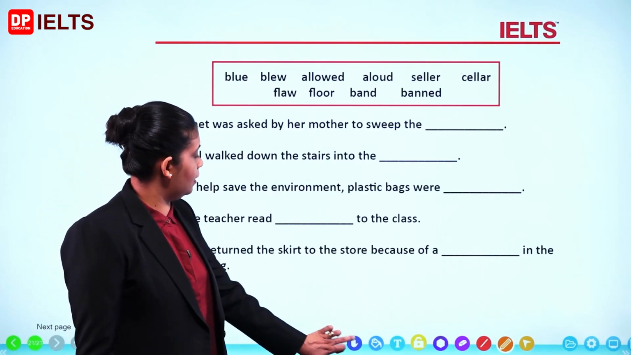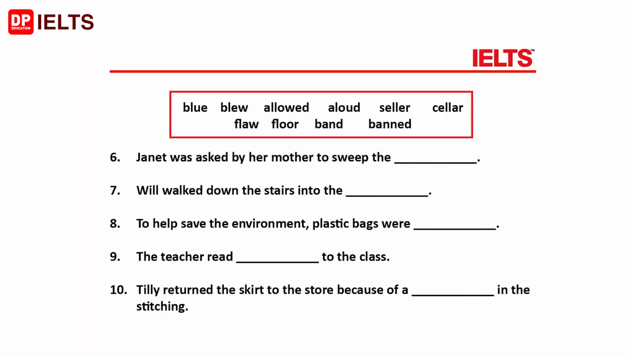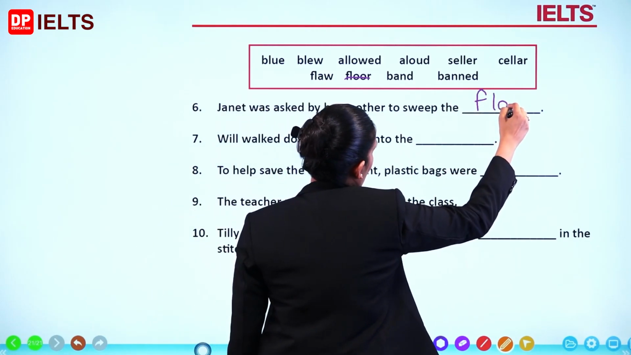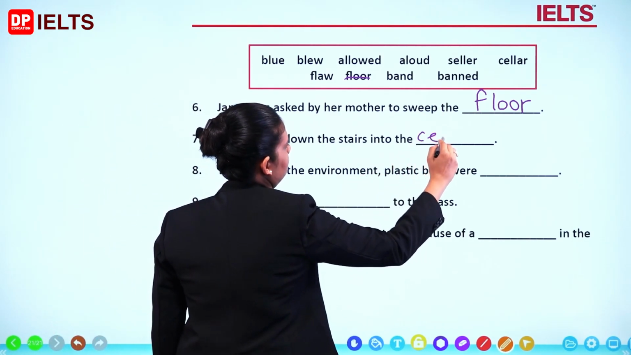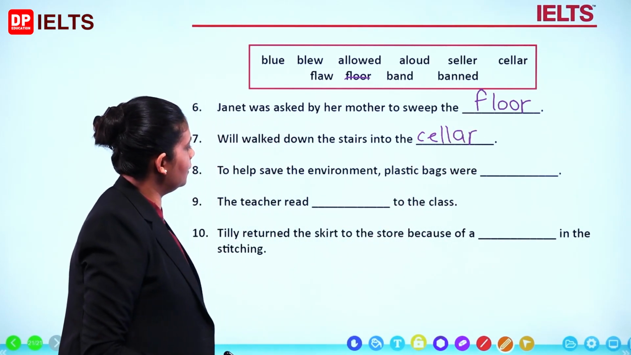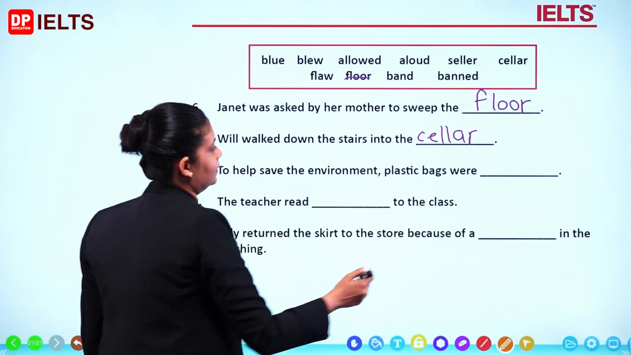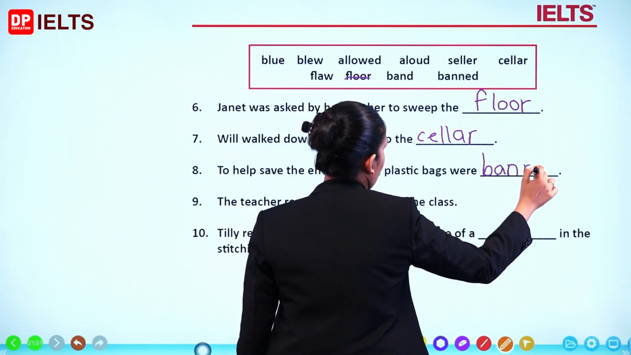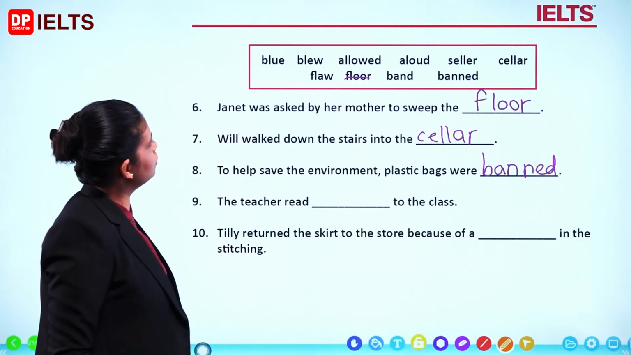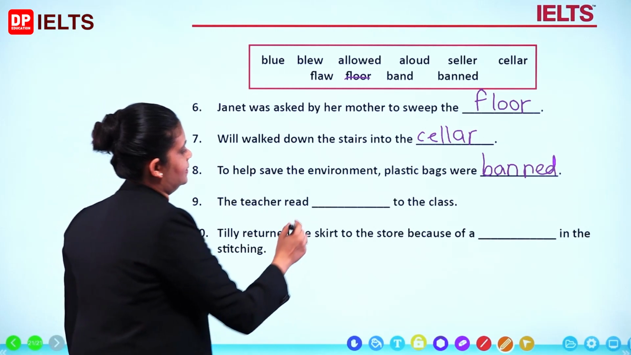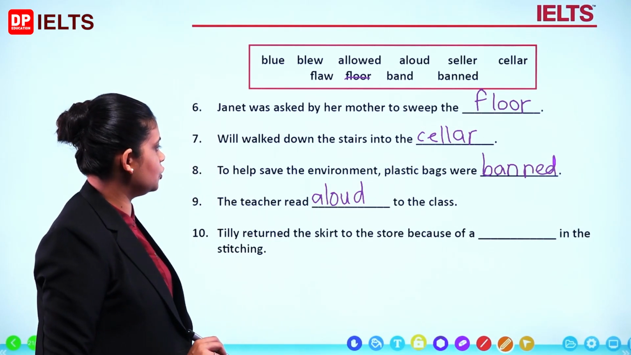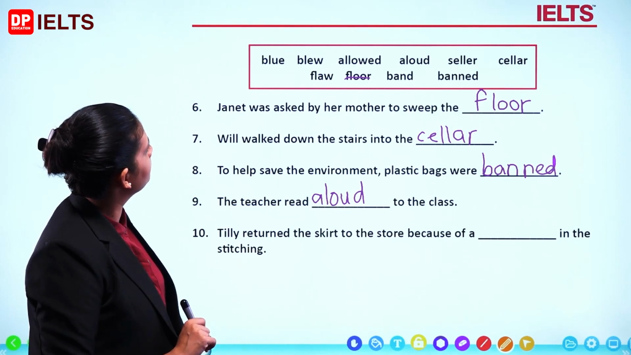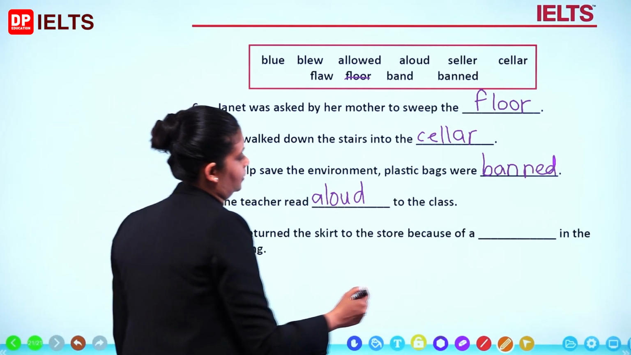Right. And our last set of sentences. Janet was asked by her mother to sweep the floor. We'll walk down the stairs into the cellar. To help save the environment, plastic bans were banned. The teacher read aloud to the class. Tilly returned the skirt to the store because of a flaw in the stitching.